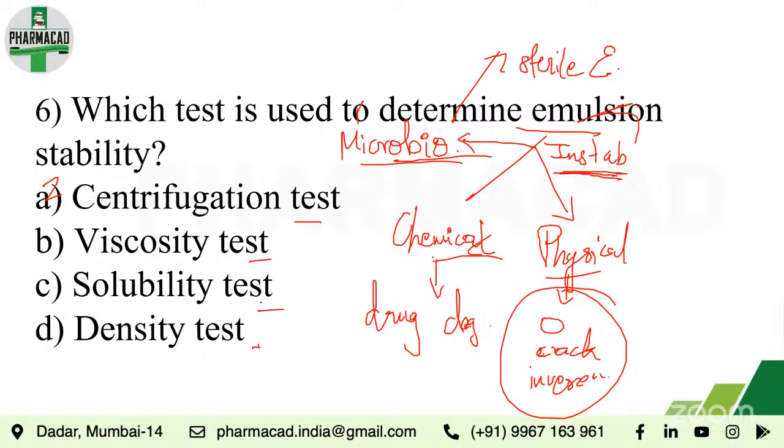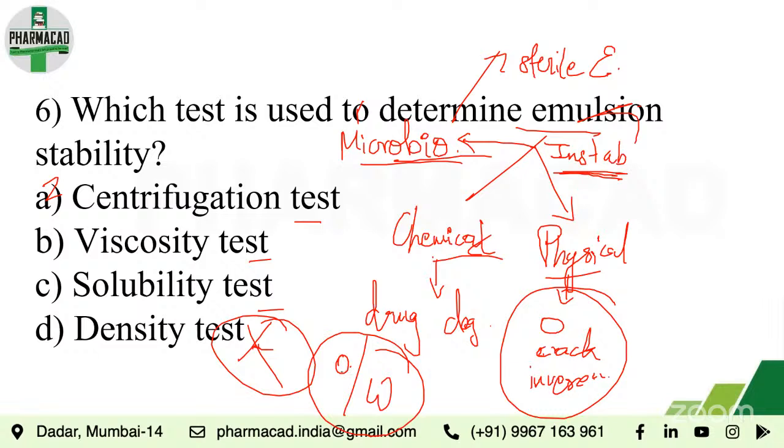Can you measure these things by a density test? No. Exactly. Because density will just tell you the density of the oil phase, the water phase, and the overall emulsion. So it will not give an idea of stability. What about the solubility test?